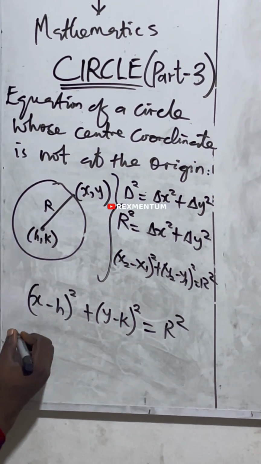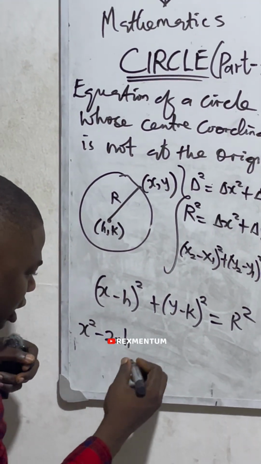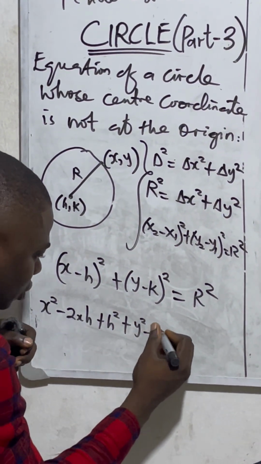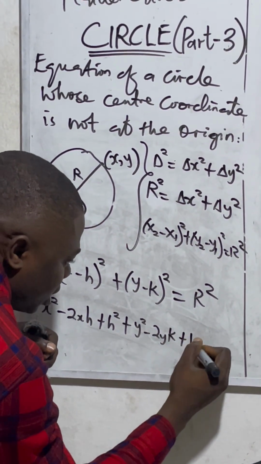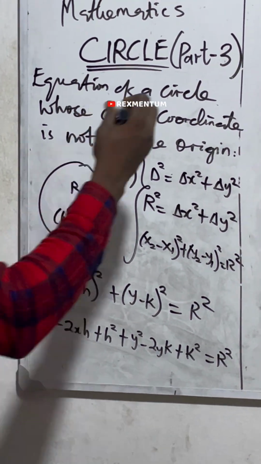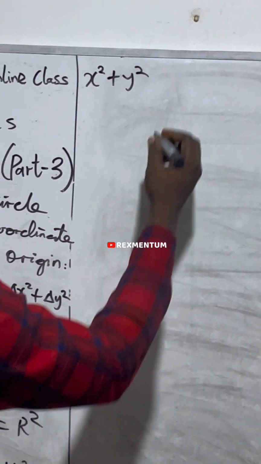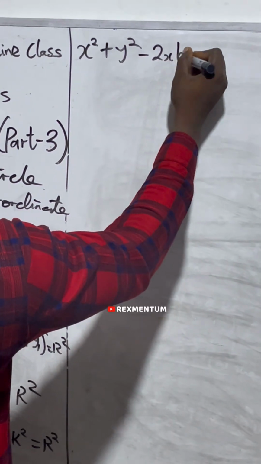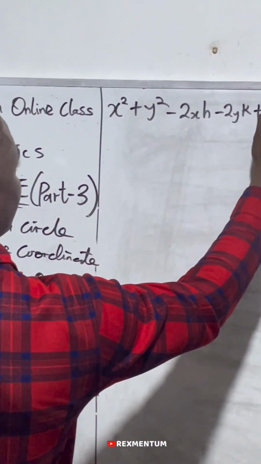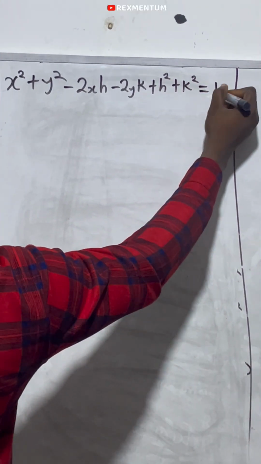If you expand this, that will give you x squared minus 2xh plus h squared, plus y squared minus 2yk plus k squared, equal to r squared. Take note of this. Now let me write it as an equation of a circle. You have x squared plus y squared, after that minus 2xh minus 2yk, plus h squared plus k squared, equal to r squared.